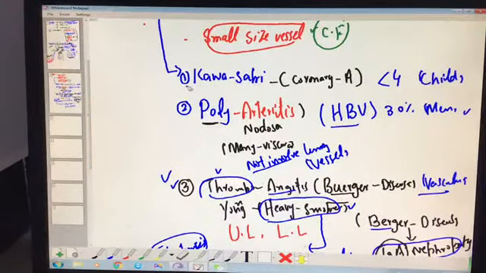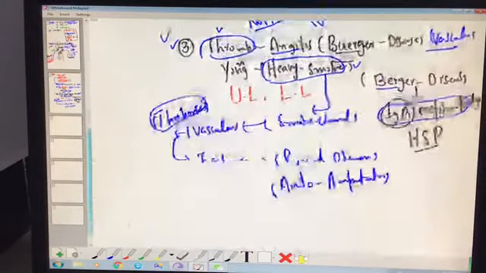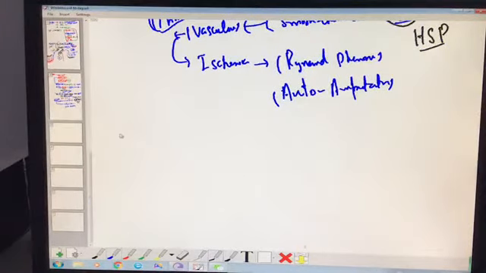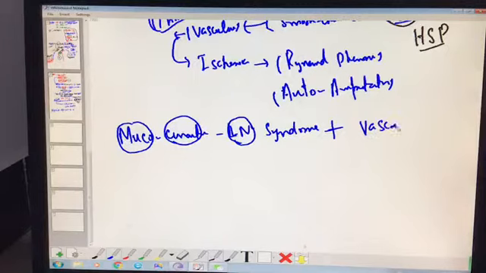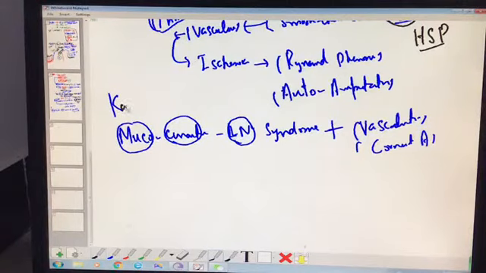Now we start with Kawasaki disease. What is Kawasaki disease? We discuss it in detail. Kawasaki disease is also known as mucocutaneous lymph node syndrome. It's a collective disease that affects mucosa, skin, and lymph nodes, and in addition there is vasculitis involving the coronary artery. So this is a full summary of Kawasaki disease.